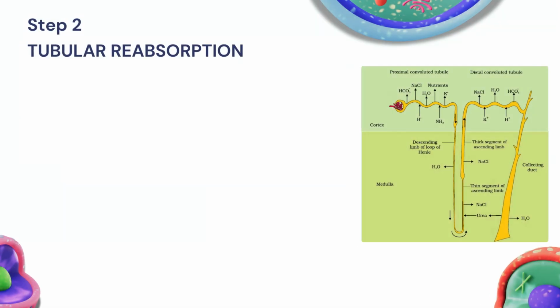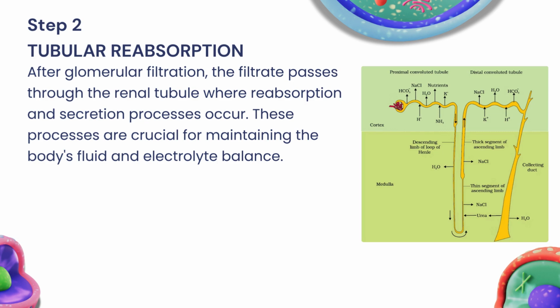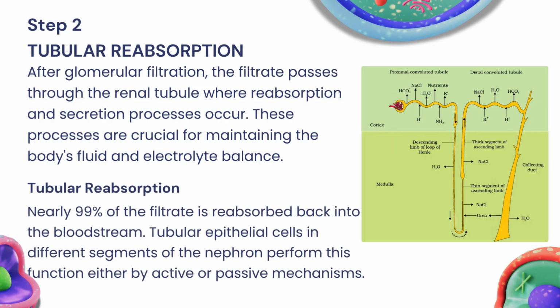Next, we have tubular reabsorption. After glomerular filtration, the filtrate passes through the renal tubule where reabsorption and secretion processes occur. These are crucial for maintaining the body's fluid and electrolyte balance. Nearly 99% of the filtrate is reabsorbed back into the bloodstream.